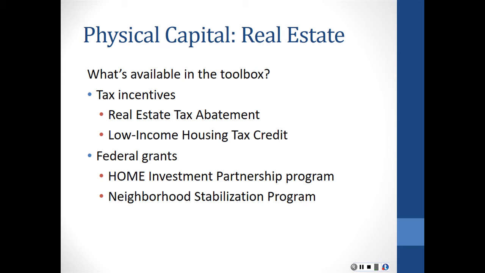Okay, so some of the tools that they have are different tax incentives. So one is called the real estate tax abatement. This is the idea that when you own a property, you have to pay property taxes on it. So if the property tax in St. Louis is, say, 1%, and my house and the land on it is assessed for $100,000, then I'm going to pay about $1,000 in property taxes per year.